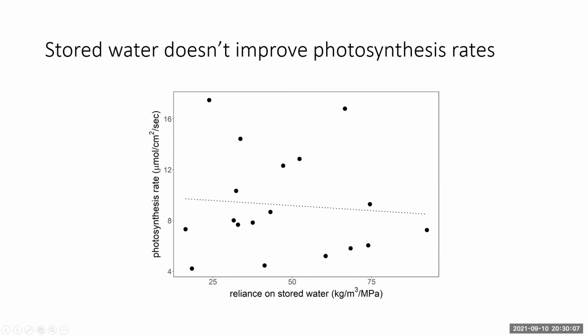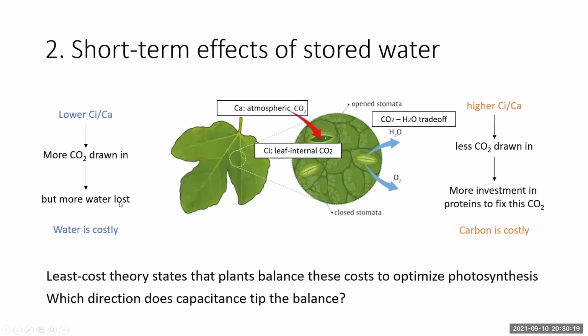And to test if it was rather costly to have that storage or not, we looked at a theoretical framework called least cost theory, which basically looks at the stomata again. And we see that whenever these stomata open up in the leaf, it allows carbon dioxide, which is outside, to come inside the leaf. And this carbon dioxide concentration is measured so that we can know what's the difference between the carbon dioxide concentration within the leaf versus outside the leaf.